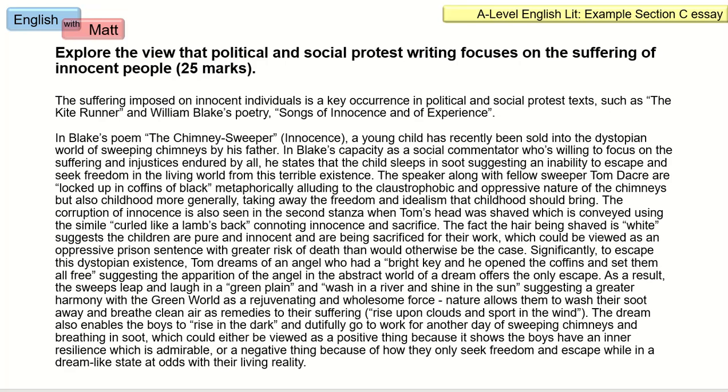The dream also enables the boys to rise in the dark and dutifully go to work for another day of sweeping chimneys and breathing in soot, which could either be viewed as a positive thing because it shows the boys have an inner resilience, which is admirable, or a negative thing because of how they only seek freedom and escape while in a dreamlike state, at odds with their living reality. So, in other words, there's a degree of hopelessness here and a sadness that life must be so awful that they can only escape through dreams.